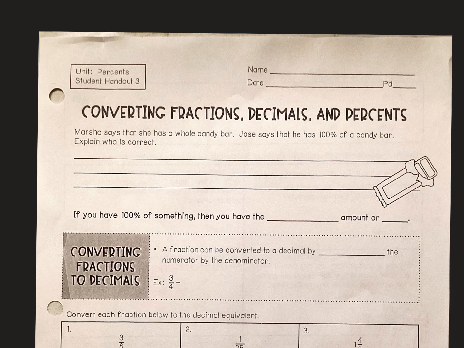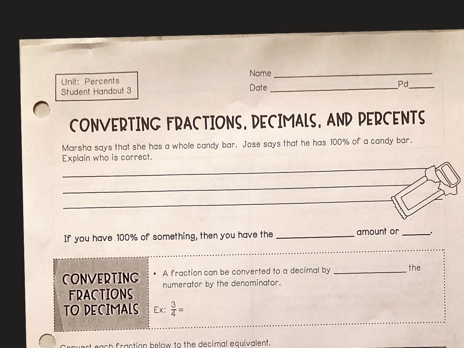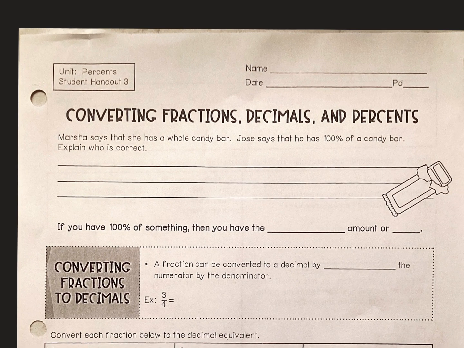Hello students, today we're going to be talking about converting fractions, decimals, and percents. So when looking at these notes here, the first portion of these notes say, Marcia says that she has a whole candy bar. Jose says that he has 100% of a candy bar. We need to explain who is correct.